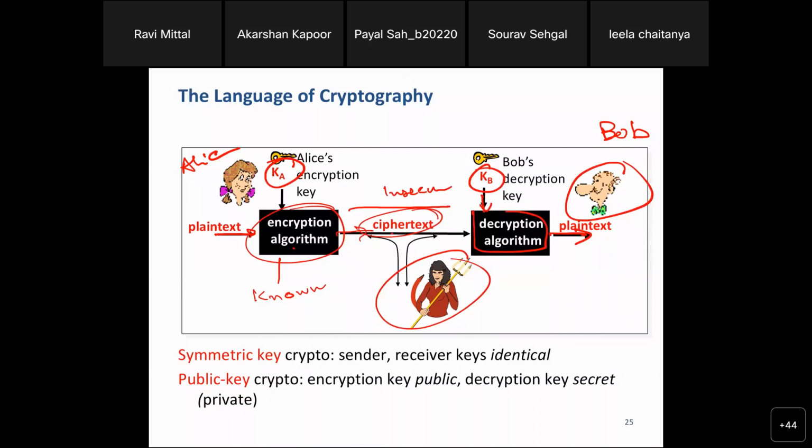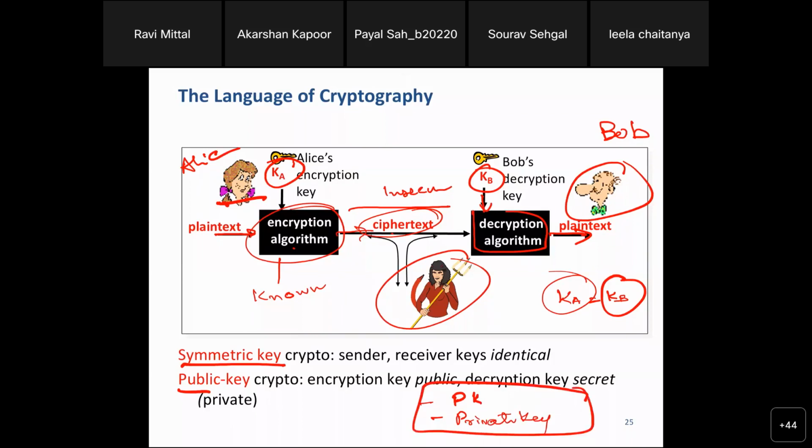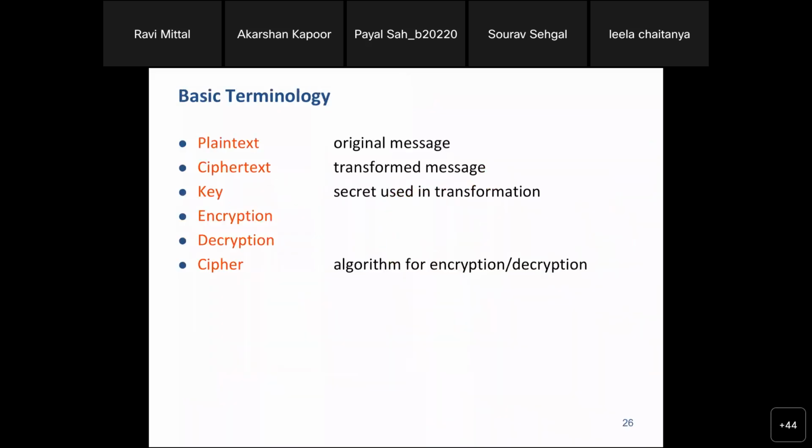Now this encryption and decryption can be done in two ways. One is symmetric key, where Ka is equal to Kb: the key that Alice uses is the same as the one used by Bob. And the second is called asymmetric key encryption, which is also called public key encryption, that has two keys, a public key and a private key. So each user will have a public key and also a private key. We'll see how encryption can happen with these two keys later in the course. Any question?